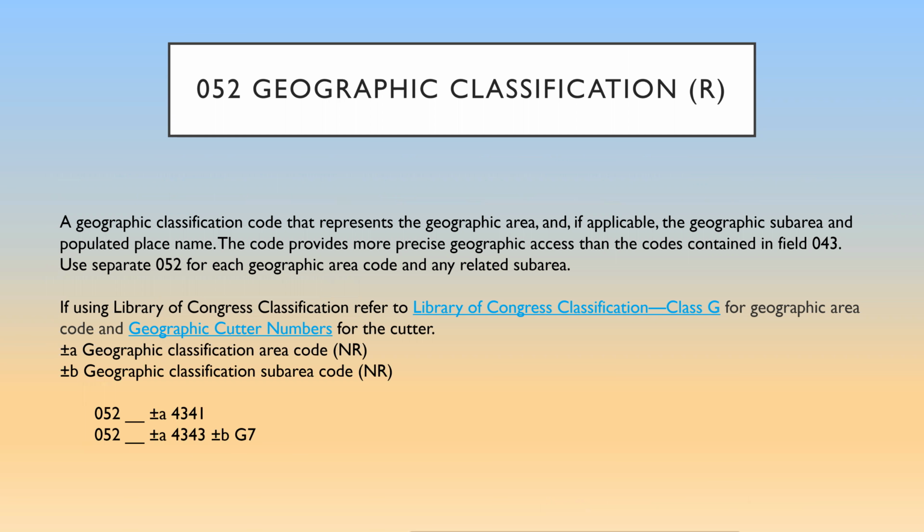So MARC tag 052 is the geographic classification code. To find the appropriate code, you will need to consult the Library of Congress classification Class G and the geographic cutter numbers. The classification code is recorded in subfield A, and the cutter is in subfield B. And if you go to Bib Formats and Standards, underneath the 052, the hyperlinks to these PDFs to find the classification in Class G, and the cutter numbers are hyperlinks so you can go to them.